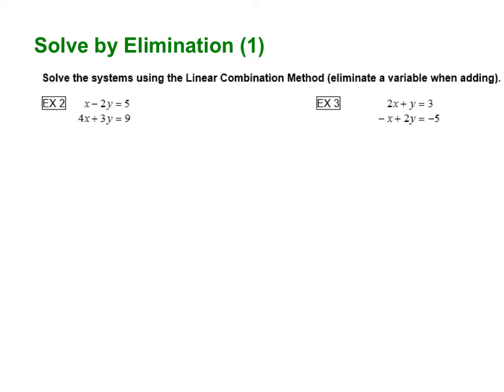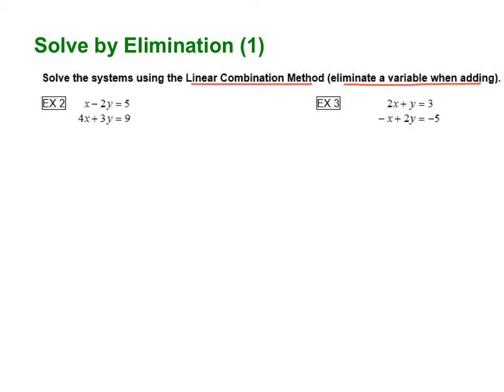All right, now we're going to get into our solving systems by elimination. The directions say solve the system using the linear combination method, which means to eliminate a variable when adding. So the elimination method is the same thing as that linear combination method. So you can refer back to the directions we had in the intro video.